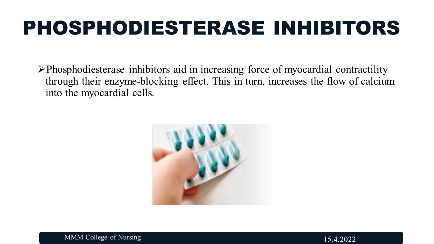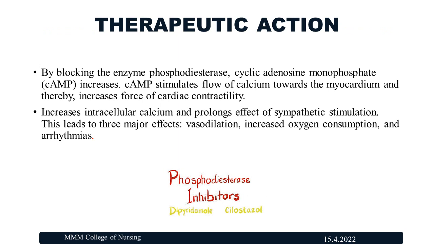Phosphodiesterase inhibitors aid in increasing the force of myocardial contractility through their enzyme blocking effect. This in turn increases the flow of calcium into the myocardial cell. The therapeutic action of this drug is blocking the enzyme phosphodiesterase, which increases cyclic adenosine monophosphate (cAMP), stimulates the flow of calcium towards the myocardium, and thereby increases the force of cardiac contractility. This will increase intracellular calcium and prolong the effects of sympathetic stimulation.